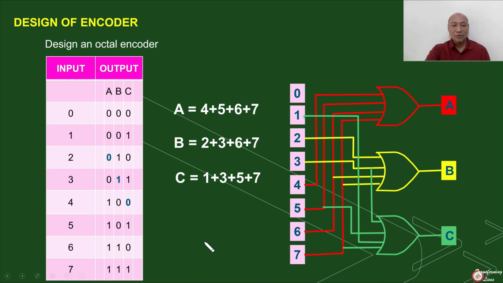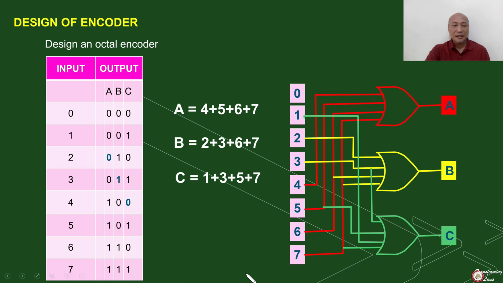So let's try to have 5, 1, 0, 1. So 5 is here. 5 is entered into A, so this will be equal to 1. 5 also entered into C, so this will also be 1. For B, 5 is not present on B, so therefore it's equal to 0. So the answer is 1, 0, 1.